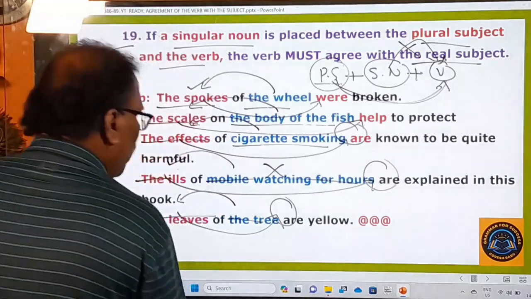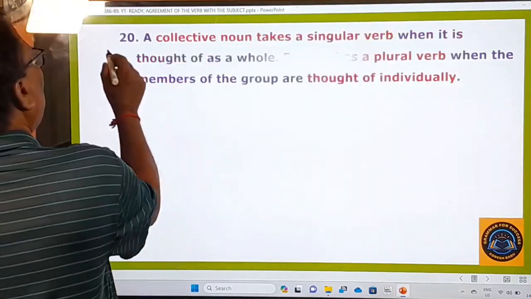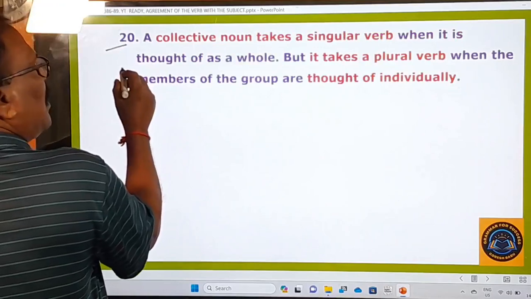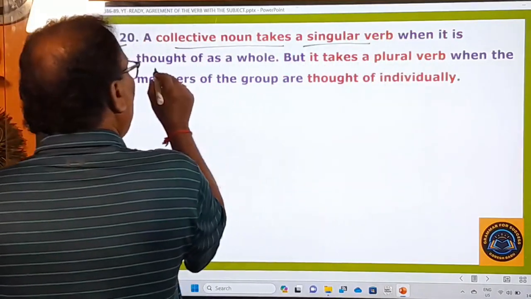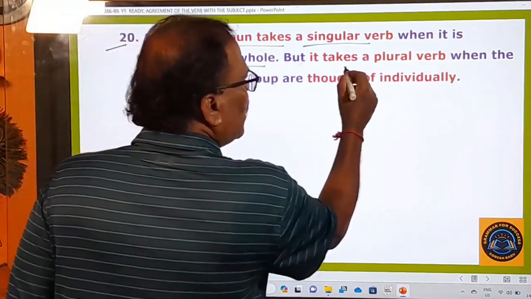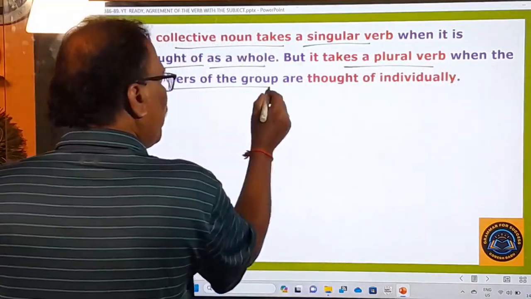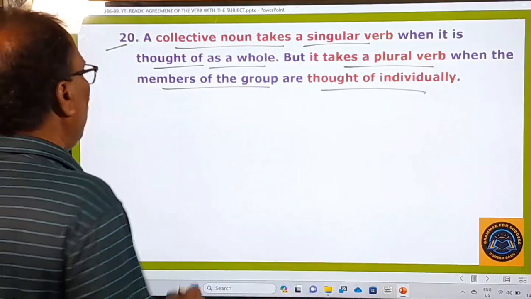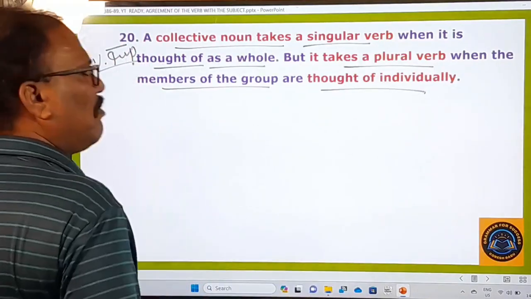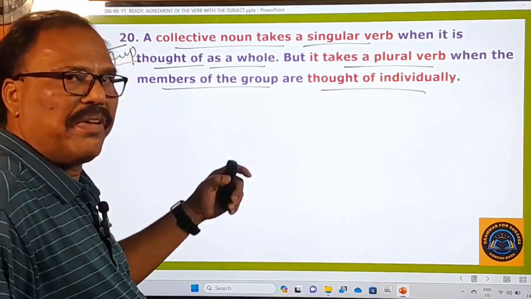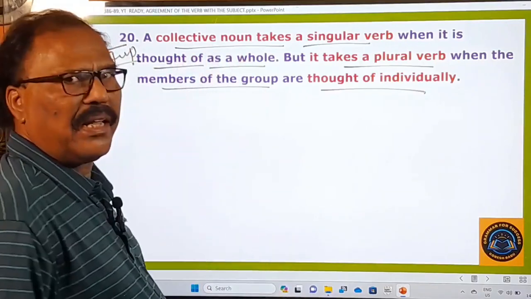And now let's move on to the next rule. The 20th rule is there. What is that 20th rule? A collective noun takes a singular verb when it is thought of as a whole, but it takes a plural verb when the members of the group are thought of individually. This is again a very important rule. Please learn this rule thoroughly well. Okay, watch this slide again and again.